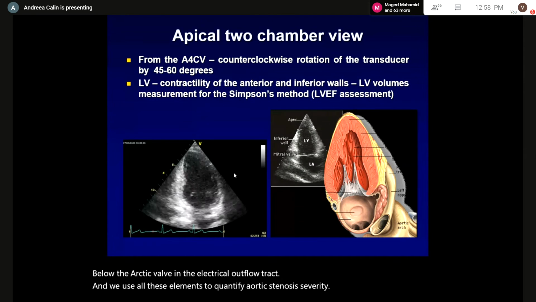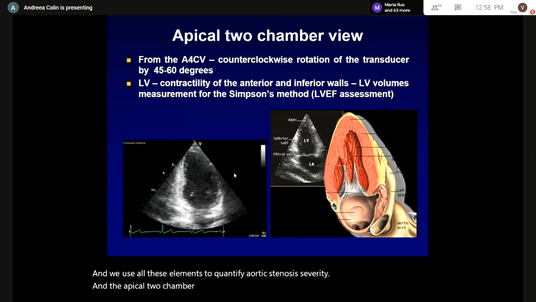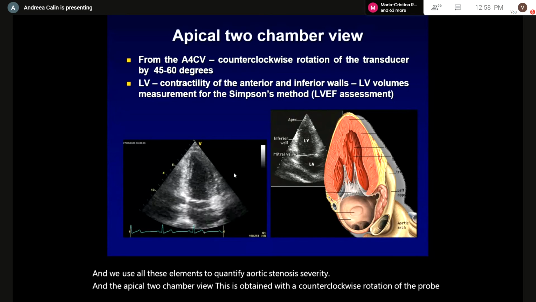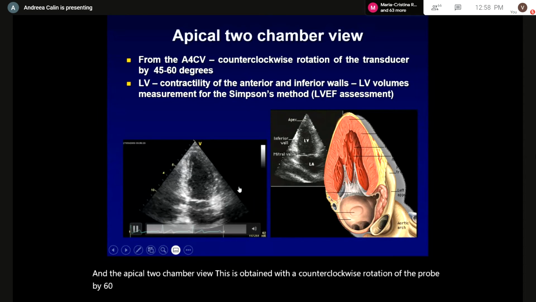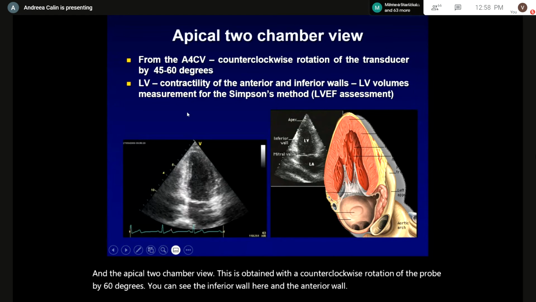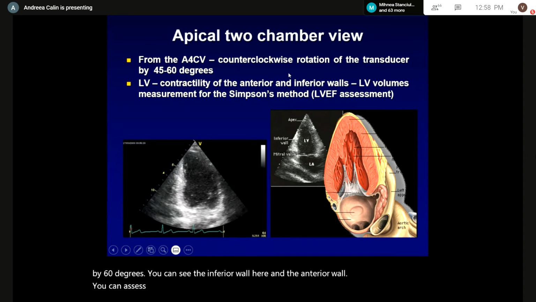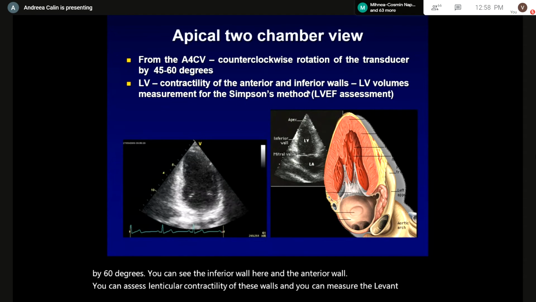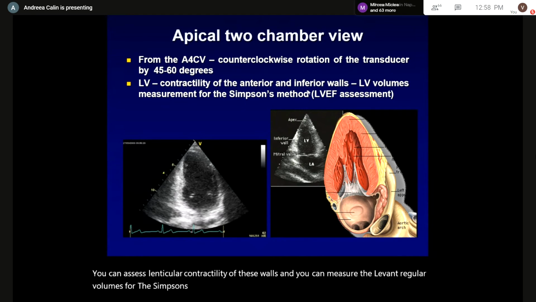And the apical 2-chamber view is obtained with a counterclockwise rotation of the probe by 60 degrees. You can see the inferior wall here and the anterior wall. You can assess left ventricular contractility of these walls, and you can measure the left ventricular volumes for the Simpson's method for the estimation of left ventricular ejection fraction.